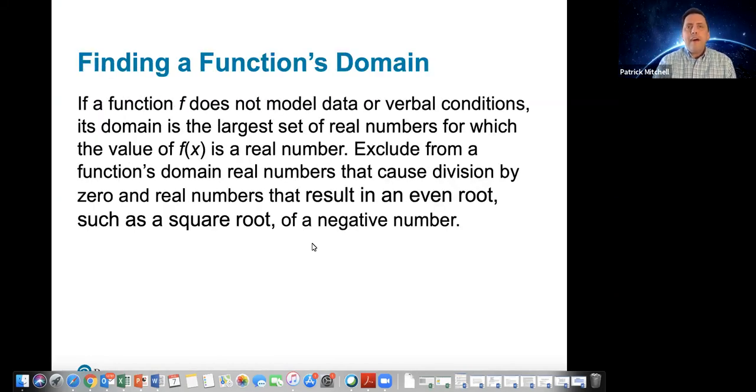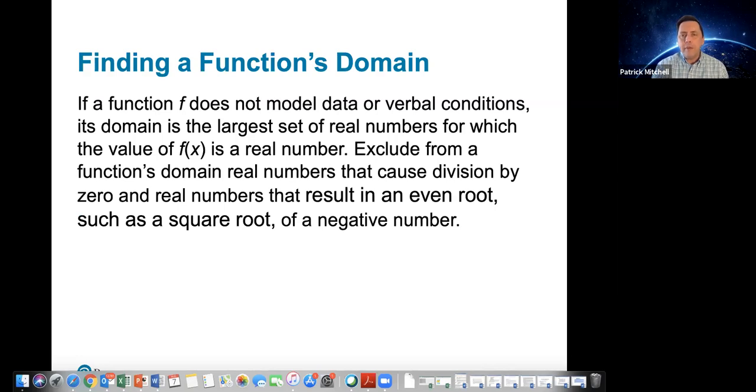All right, finding the domain of a function. If a function f does not model data or verbal conditions, its domain is the largest set of real numbers for which the value of f of x is a real number. So in simple English, the domain of a function is just the set of numbers that you're allowed to plug into the function, as I like to say, without breaking the function.